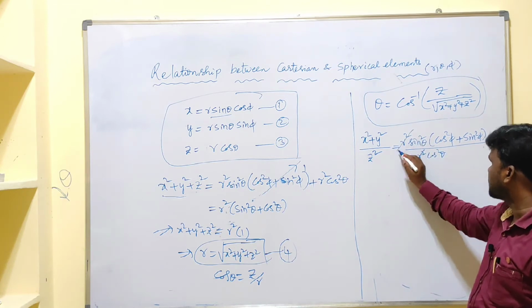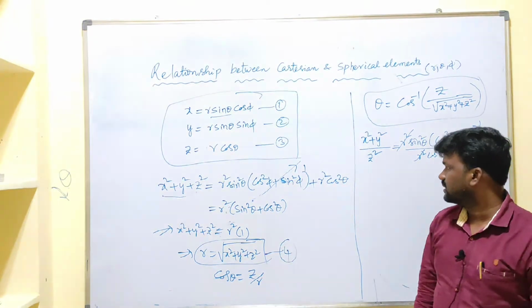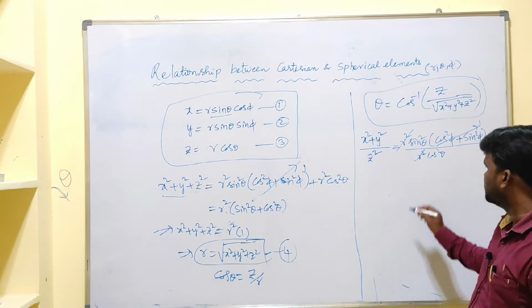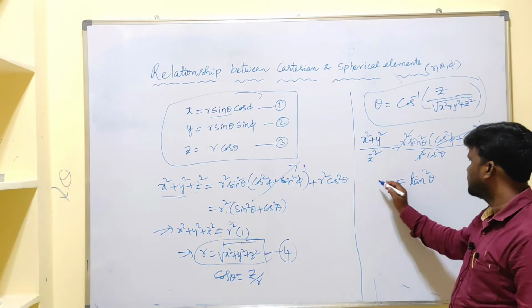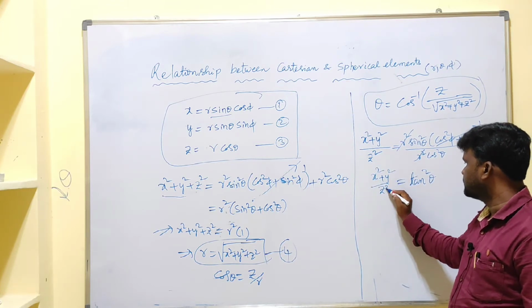Here r square cancelled out. It is equivalent to 1. Sin square theta by cos square theta is nothing but tan square theta. Tan square theta is equivalent to x square plus y square by z square.